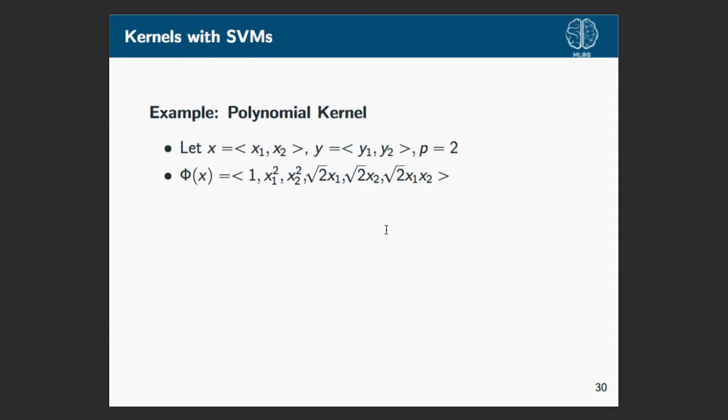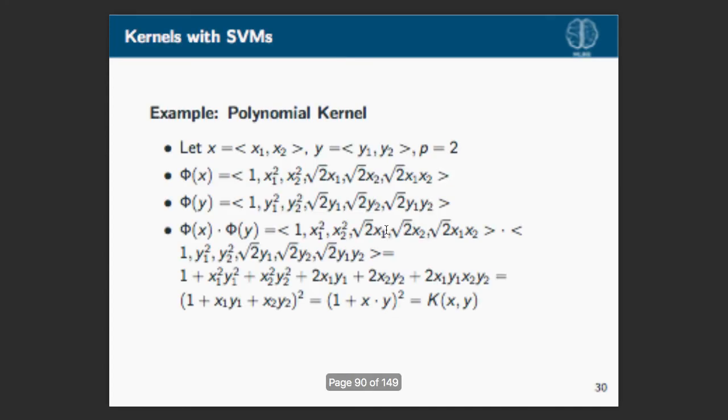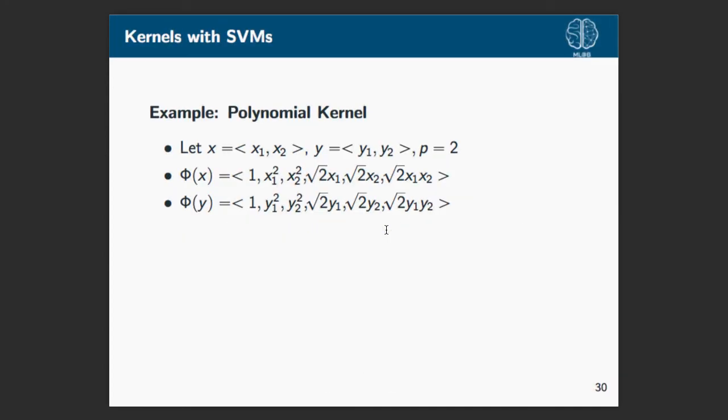Does this kind of make sense? Don't worry about why there's this square root 2 out front, just trust for now. Does everyone remember we did polynomial regression during the linear regression lecture? So it makes sense, right? We have all the features of degree 2, degree 1, and degree 0. Cool. We can do the same thing for y. One key thing to note here: we're lifting from a polynomial degree 1 to a polynomial degree 2, and our vector got so long. We have a lot more entries in our vector. Okay, now let's compute the dot product between phi of x and phi of y.